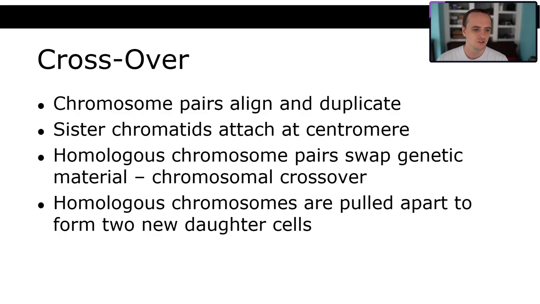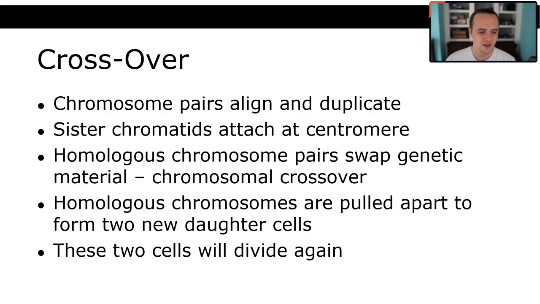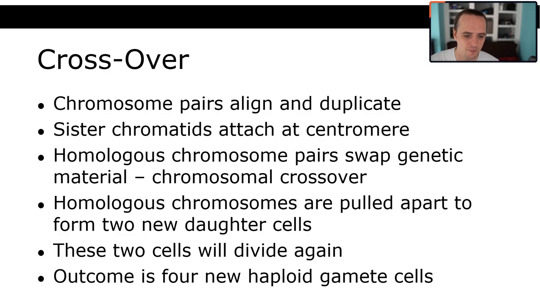So these chromosomes are pulled apart to form the two new daughter cells. And then those two cells will divide again. And the outcome is 4 new haploid gamete cells.